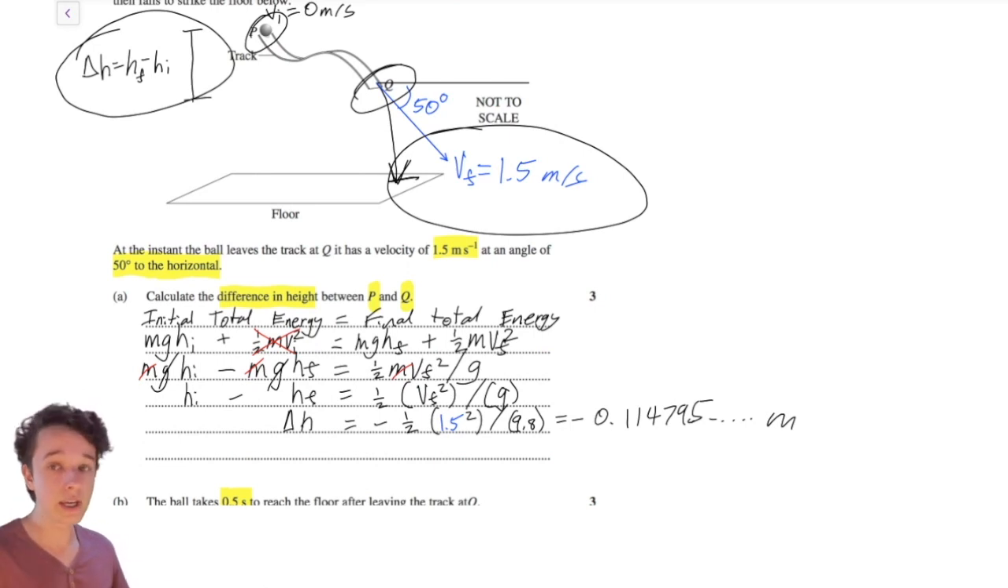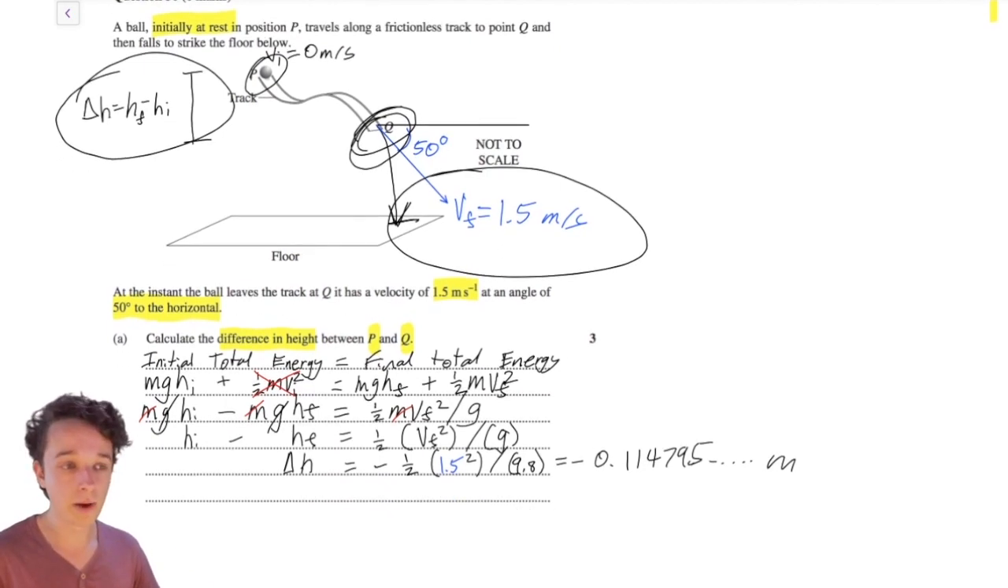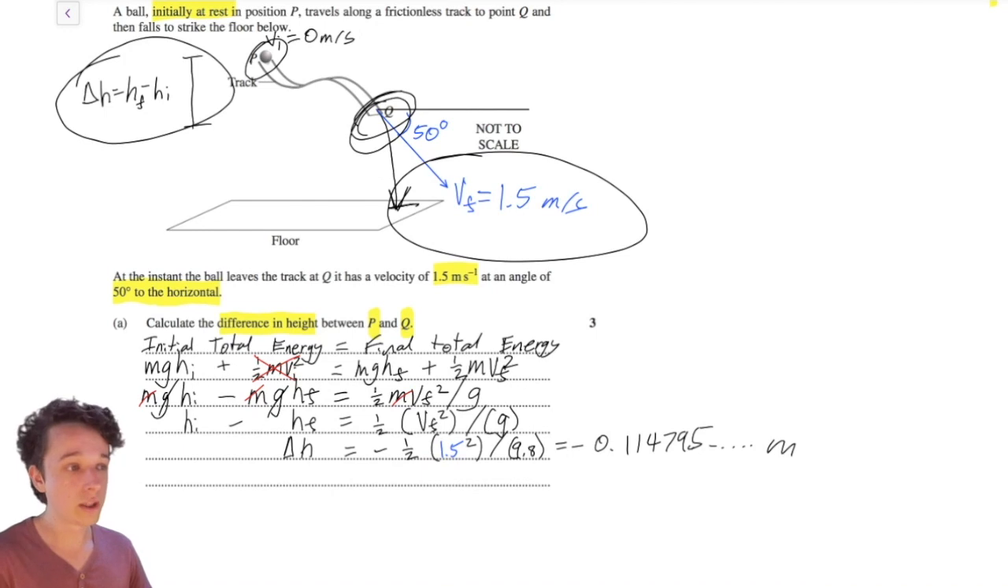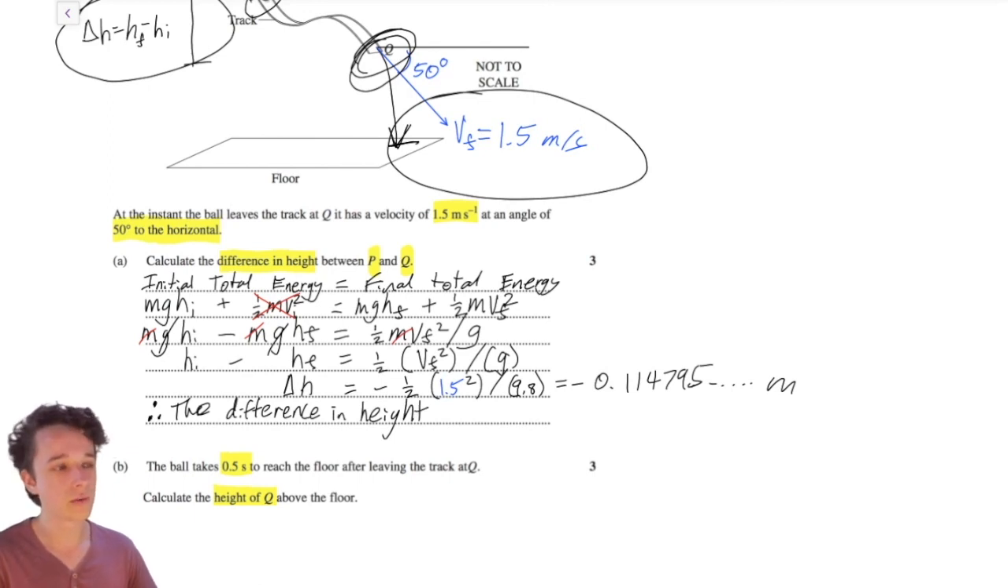And the reason it gave us a negative value is because we're really finding the displacement of Q from P, right? And Q is lower down than P, and so we're getting a negative value because we have fallen down, right? We've fallen down by 0.1 whatever meters. And so to really finish off this question, you do a little statement, or I do a little statement saying, therefore, the difference in height between points P and Q, or actually you don't really need that, just the difference in height is 0.11 meters to 2 decimal places.